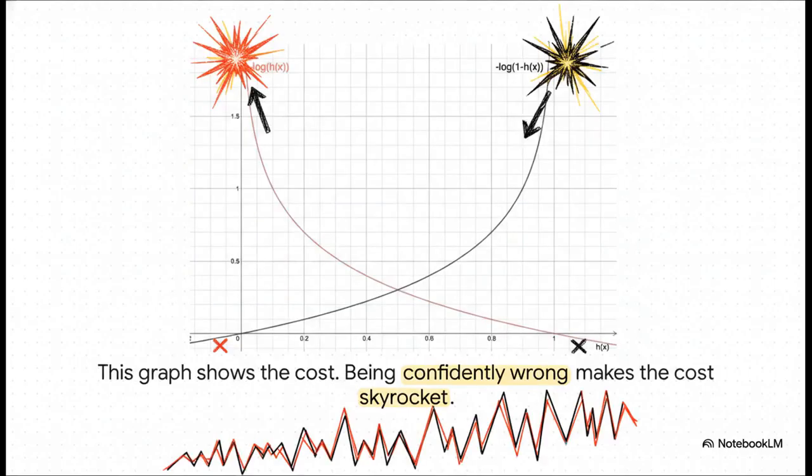And this graph just shows that penalty system perfectly. Just follow the red curve for a second. That's for when the correct answer is 1. As the model's prediction gets closer and closer to 0, meaning it's getting more and more wrong, you can see that cost just shoots straight up to infinity. The same thing happens in reverse for the other class. It's this extreme penalty that forces the model to get better.